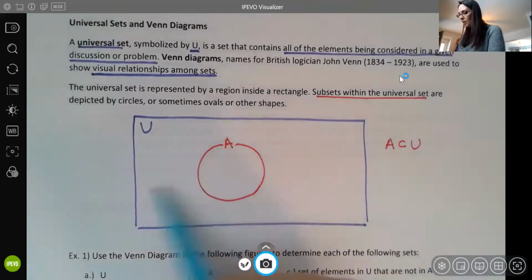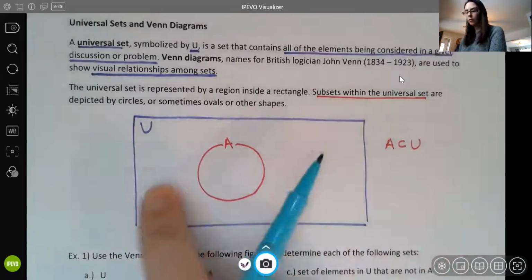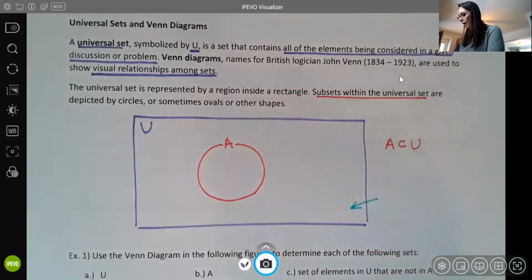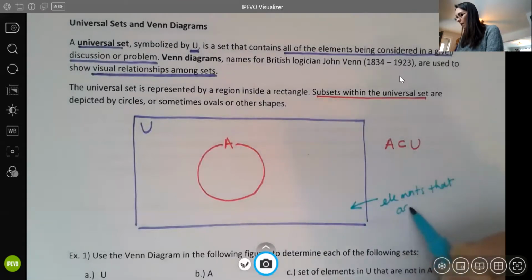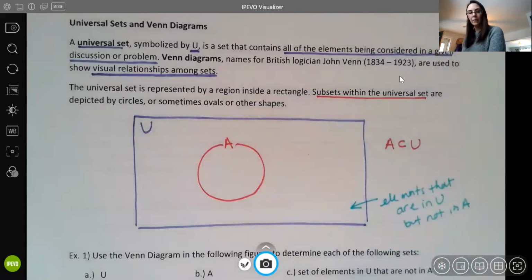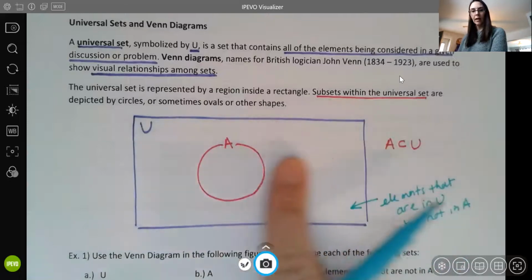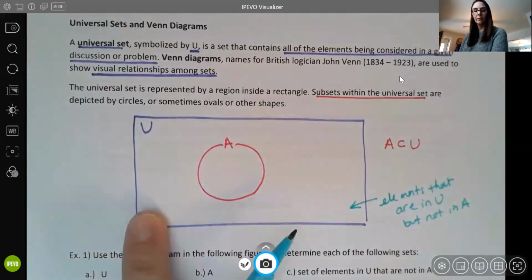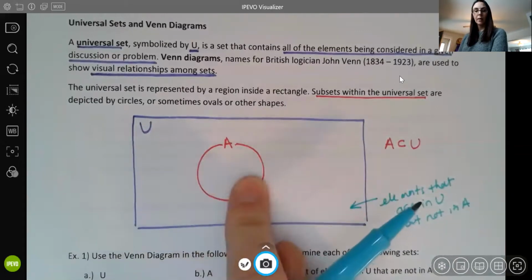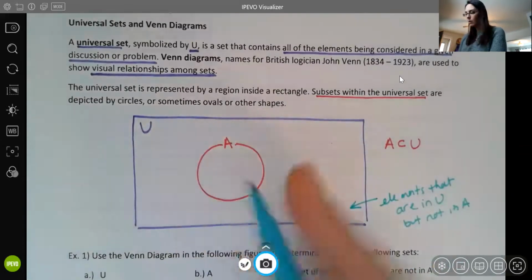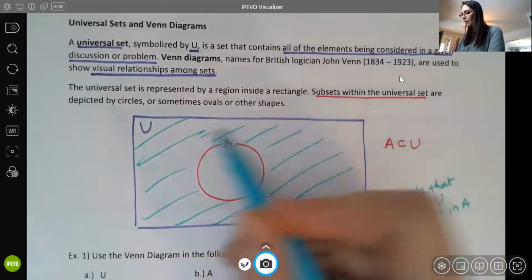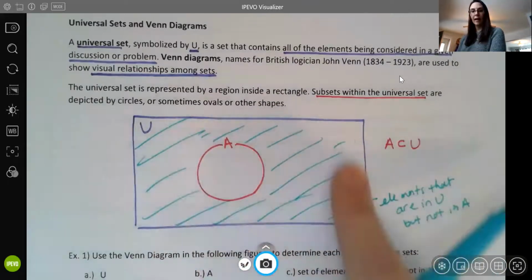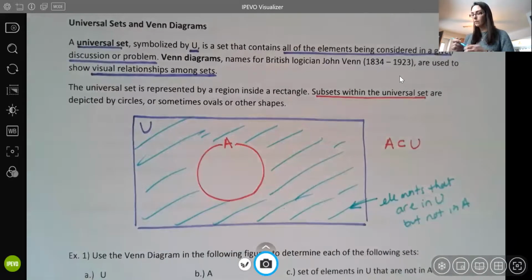Now, all this space that is outside of A, but still in the universal set, these would be all the elements that are in the universal set, but not in the set A. So your universal set is the entire rectangle. It includes A as well, so it's everything. A is a specific subset we're talking about, but all this other stuff out here, that's not in A, is still in the universal set. It's just not in set A. So you have this idea of a "not A" piece in the universal set.